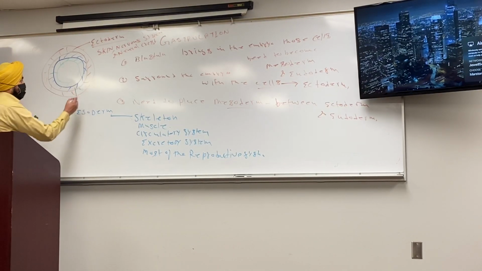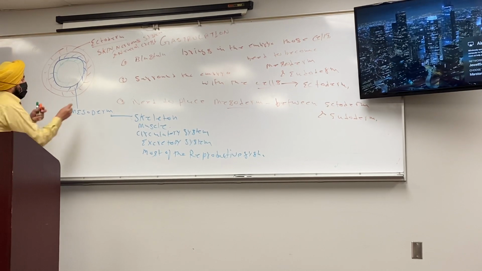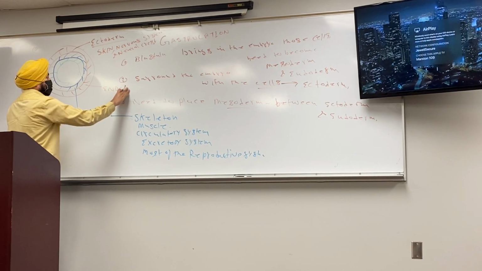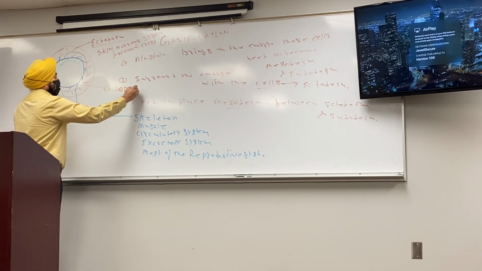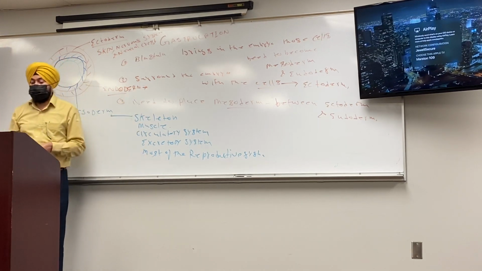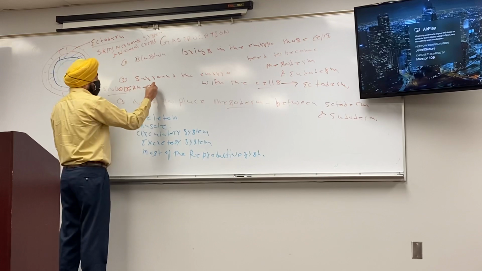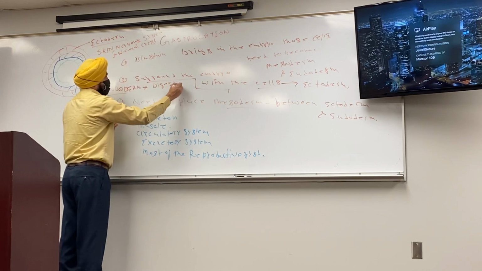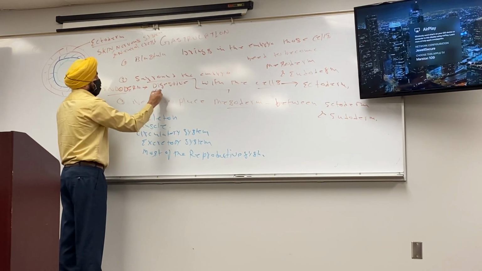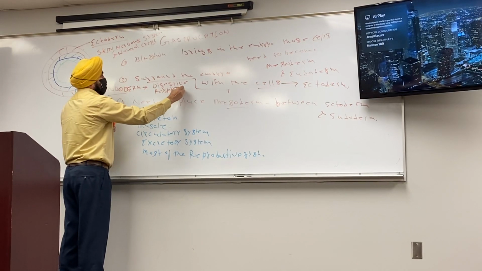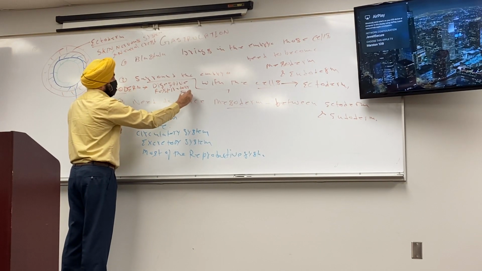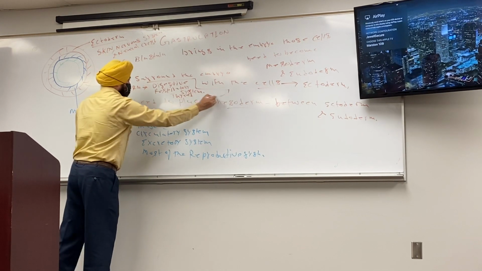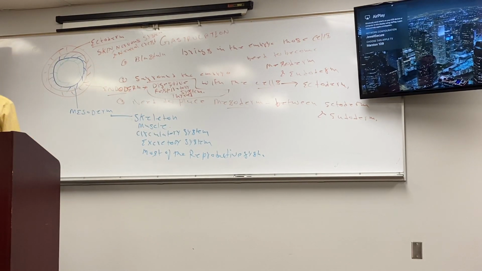Whereas your endoderm is going to give you your digestive system and respiratory system, and the thyroid also comes from there. So this is all coming from the endoderm.